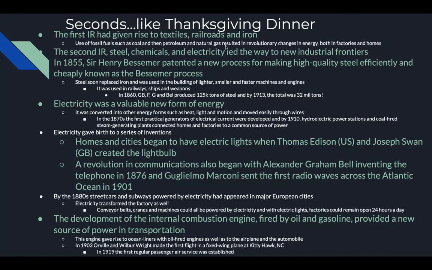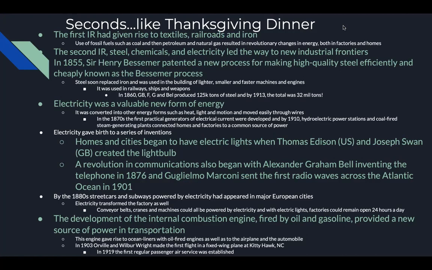So the first industrial revolution had given rise to textiles, roads, railroads, and iron. The use of fossil fuels such as coal and then petroleum and natural gas resulted in revolutionary changes in energy in both factories and homes. The second industrial revolution involves steel, chemicals, and electricity will lead the way into new industrial frontiers. 1855, Sir Henry Bessemer patented a new process for making high-quality steel efficiently and cheaply, known as the Bessemer process. Steel will soon replace iron and it was used in the building of lighter, smaller, and faster machines and engines. It was used in railways, ships, and weapons.